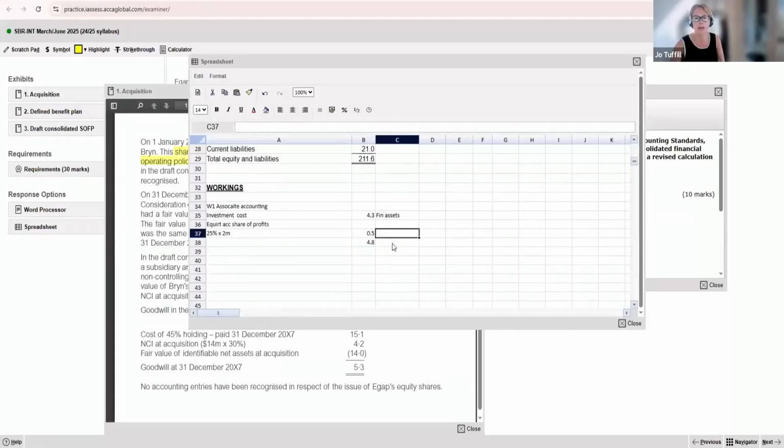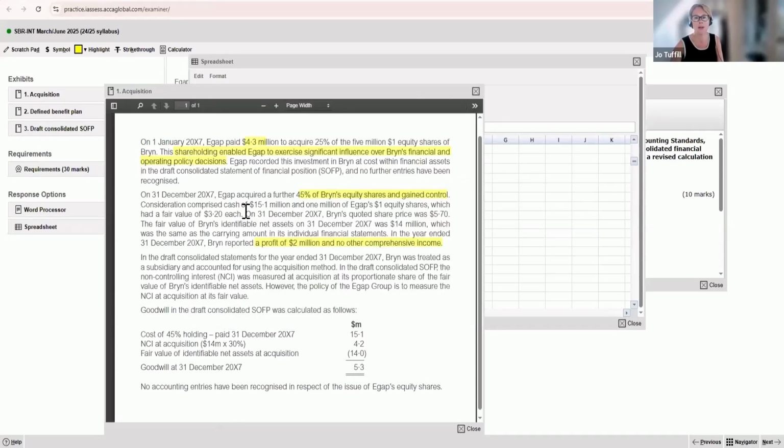Okay. So that needs to go into associates. And that needs to go into retained earnings. That's where my journal's going, making it very clear. So I'm getting the marks for all of that at the same time as writing about it. Right, so now let's go back to here and see what else we've got to do.